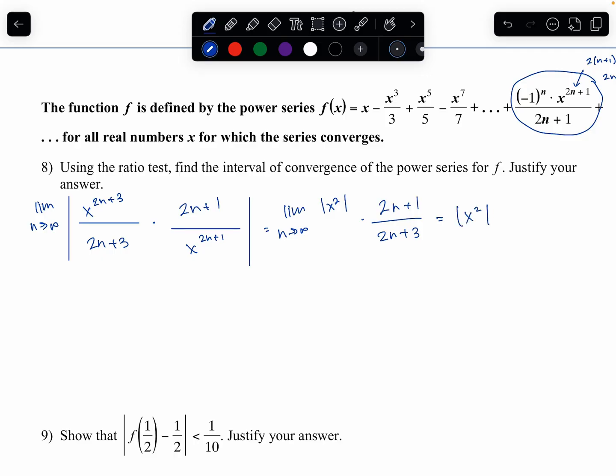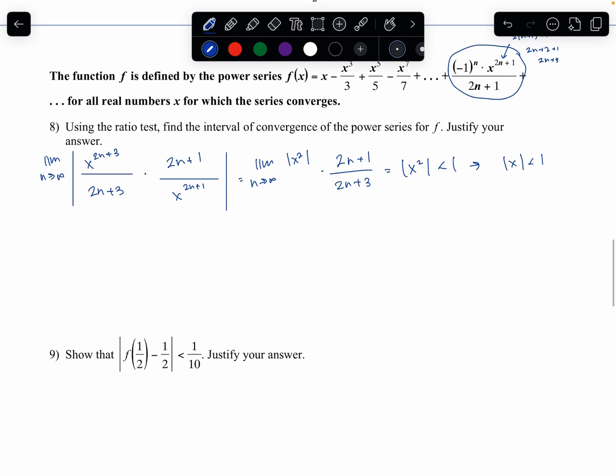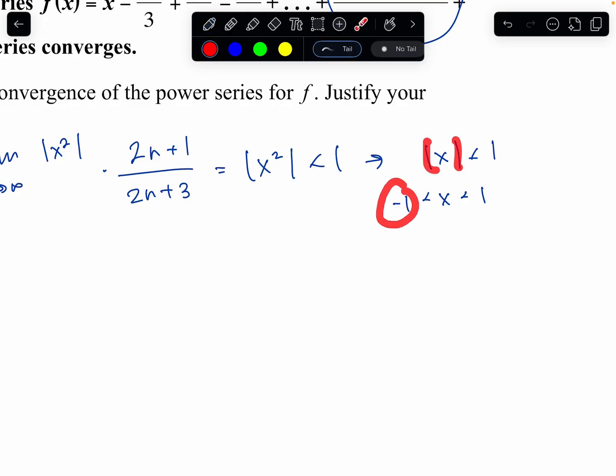Then I'm going to set that less than 1. I'm going to take the square root, and then I'll just get the absolute value of x is less than 1. So using the ratio test, the interval of convergence would be between 1 and negative 1. You can drop the absolute value signs and make a compound inequality of the positive and negative of the radius. So yeah, negative 1 and 1.